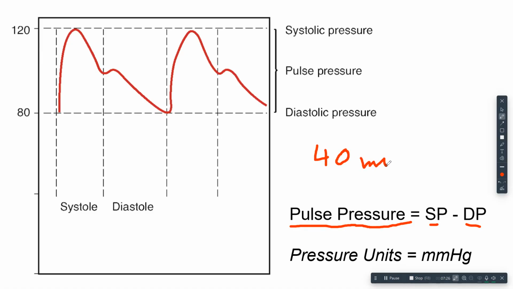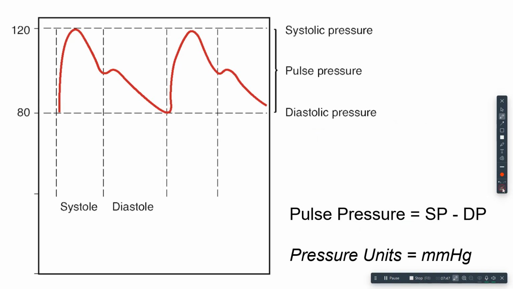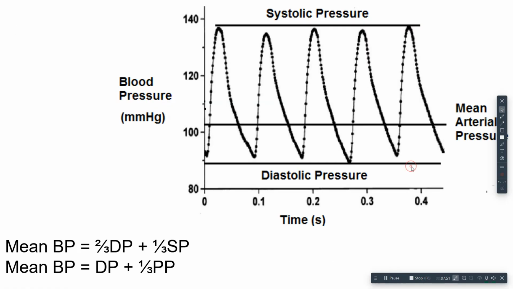And my units for pressure are millimeters of mercury. So pretty easy to calculate pulse pressure. Just take the systolic and from it subtract the diastolic. And this is a measurement of the strength of the pulse. And we're going to utilize this measurement in a moment. The next thing I can do is figure out something called the mean blood pressure.